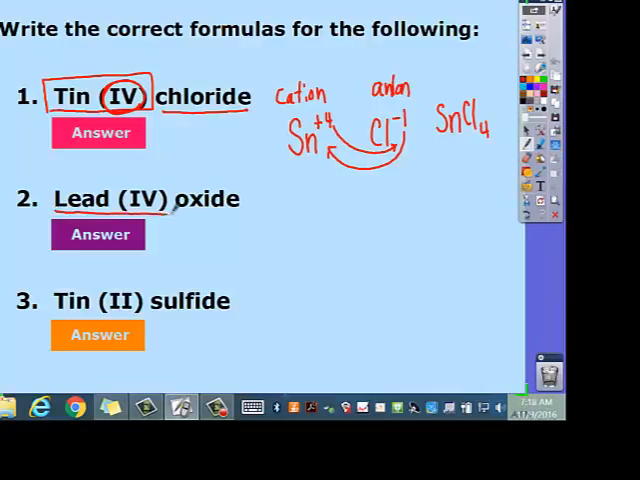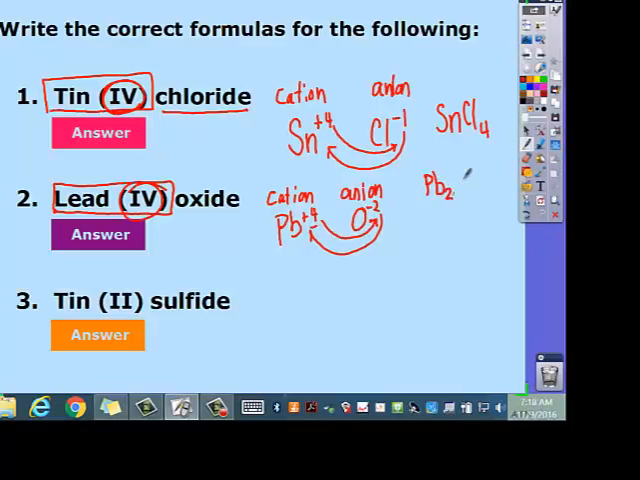Let's try the next one. Here I have lead(IV) oxide. So my cation is going to be lead. If you need to find lead, number 82, Pb. And that has a +4 charge because of the 4 right here. That's where I'm getting that from. And then my anion, and that's going to be a -2 charge. Now I'm going to cross my charges. Now watch what I do here because it's important. I'm going to get Pb2O4.